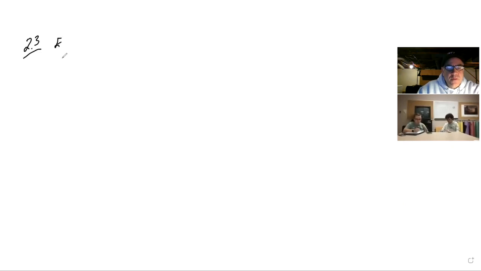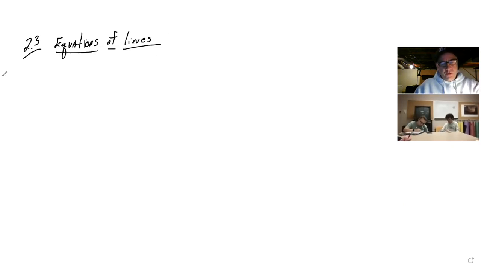2.3 Equations of lines. So we're dealing with linear equations of two variables.